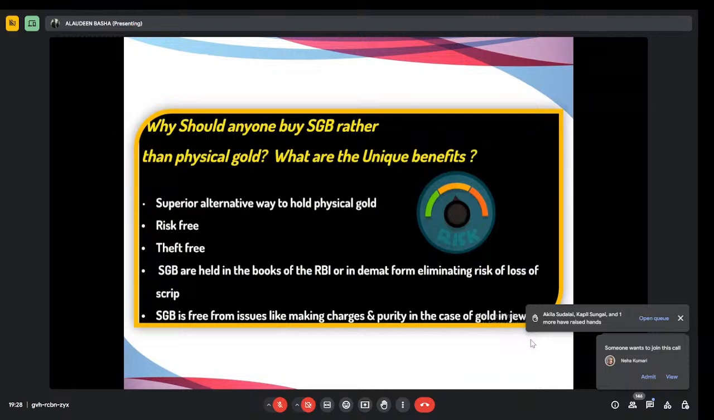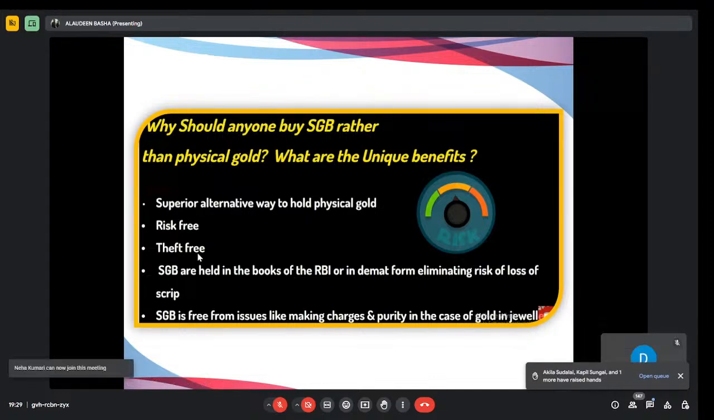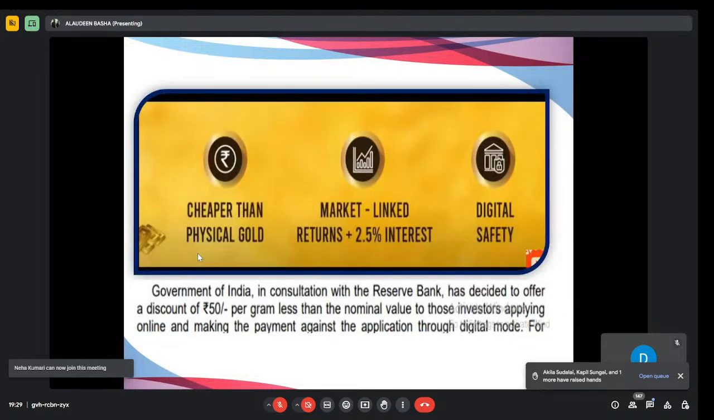So the point is, it is an alternative way to hold physical gold, risk free, theft free. There is no worry about risk and theft. Similarly, you get 2.5% interest every year on your gold investment. And the digital safety is very high, so there is no theft or other risky factor.